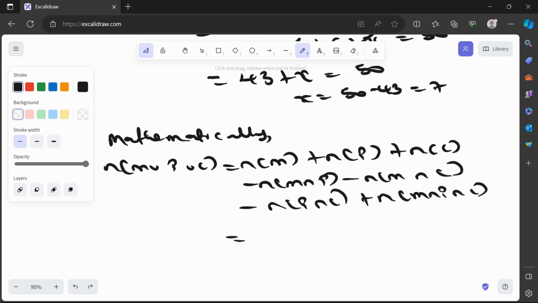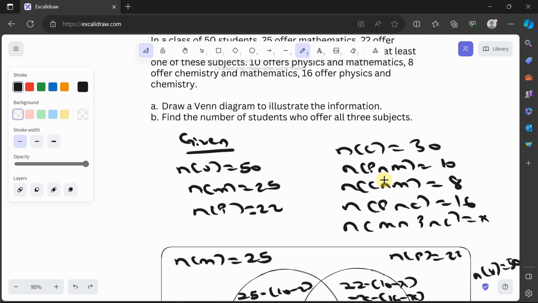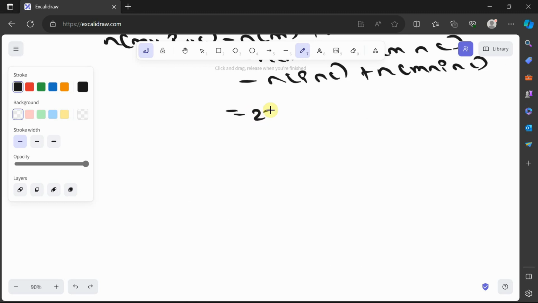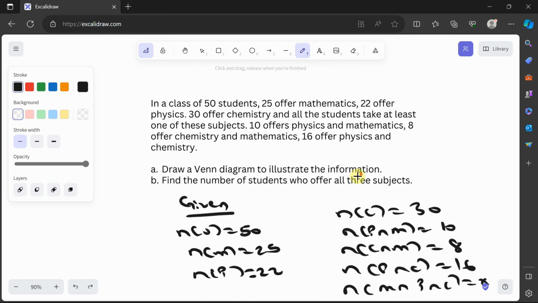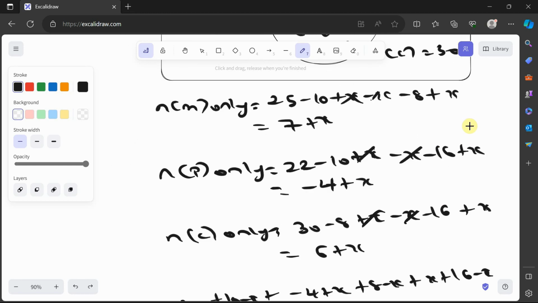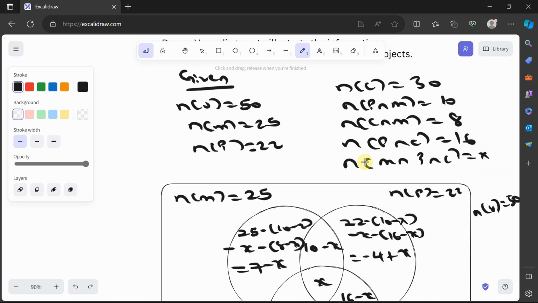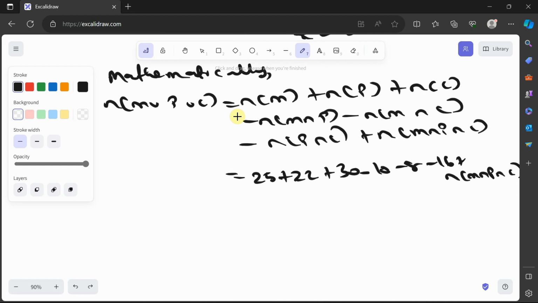So let's substitute. We know that our n of M is 25, this is 22, and this is 30. So 25 plus 22 plus 30, then minus all the intersections. The intersections are 10, 8, and 16. So minus 10, minus 8, minus 16, then plus the three of them, which will be n of M intersection P intersection C. The total number is 50, so our n of U is 50.